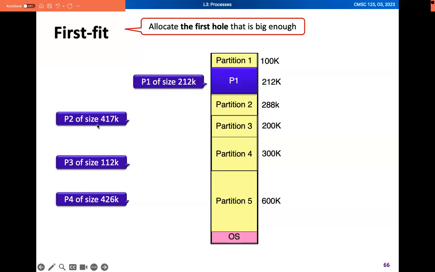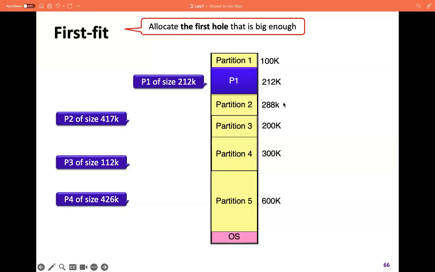Now we have process 2. Process 2 has a size of 417K. Does it fit in 100K? No. Does it fit in partition 2 with 288? No. In 200K?